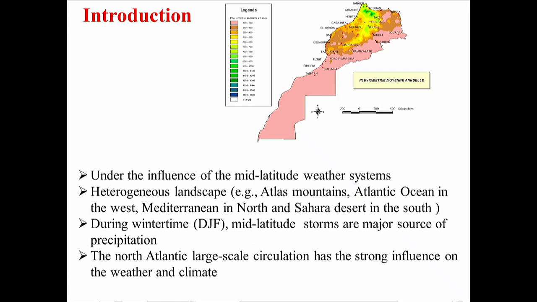We are under the influence of the mid-latitude weather systems. We have a heterogeneous landscape, with the Atlas Mountains. We have the Atlantic Ocean in the west, the Mediterranean in the north, and the Sahara Desert in the south. During winter time, mid-latitude storms are a major source of precipitation over Morocco, especially the north part. And the North Atlantic large-scale circulation has a strong influence on both the weather and climate.